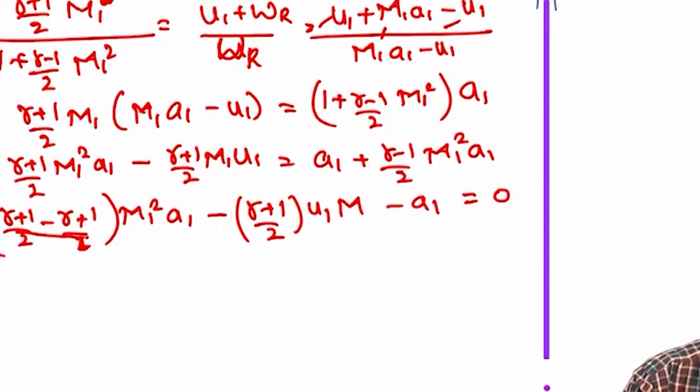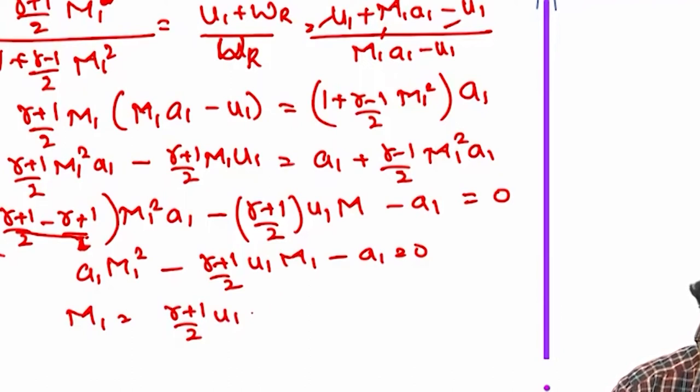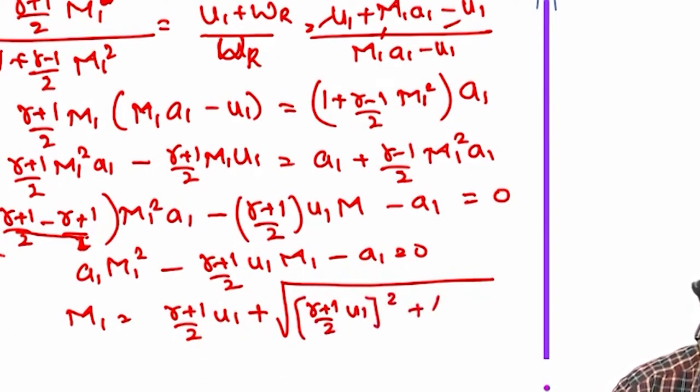So this is 2 by 2 is equal to 1. So we have A1 M1 square minus (gamma plus 1) by 2 U1 M1 minus A1 equal to 0. Roots of this: M1 is equal to (gamma plus 1) by 2 U1 plus square root of ((gamma plus 1) by 2 U1) whole square plus 4 A1 square, divided by 2 A1.